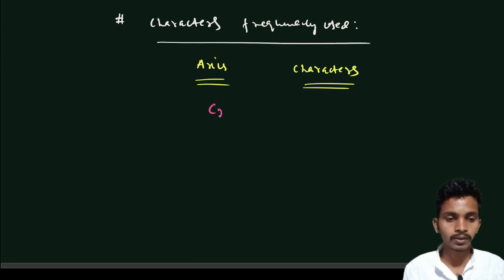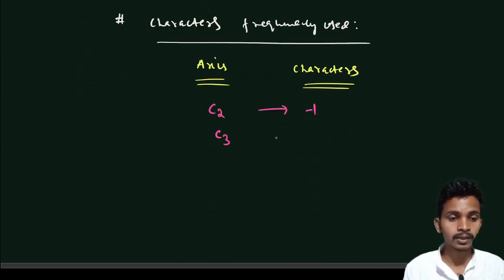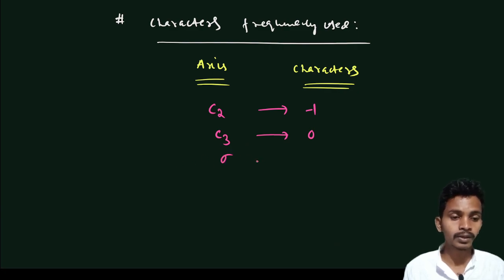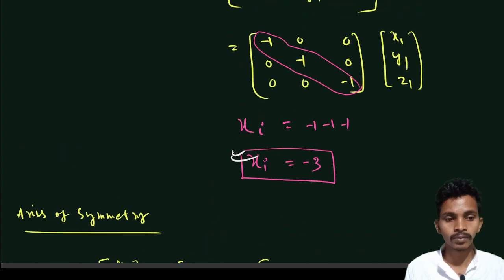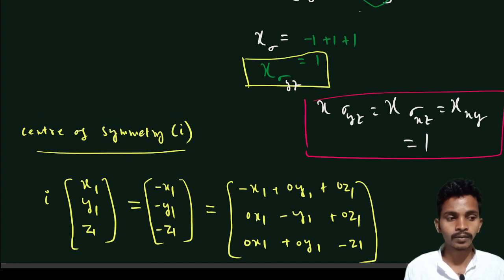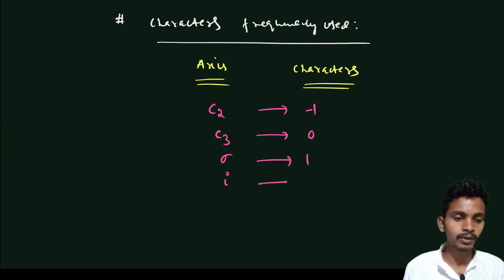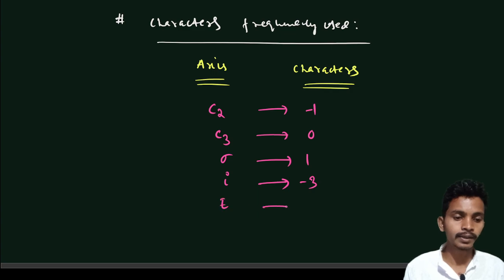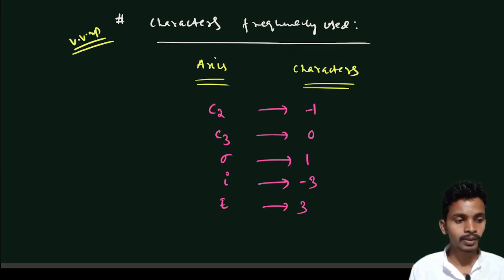So for C2 this is minus 1, and for C3 this is 0, and for sigma, the plane of symmetry, that is always 1, and for inversion, that is minus 3, and identity, that is 3. These terms are frequently used, so it is better to remember them. Also, you can calculate them easily, but it is better to remember.